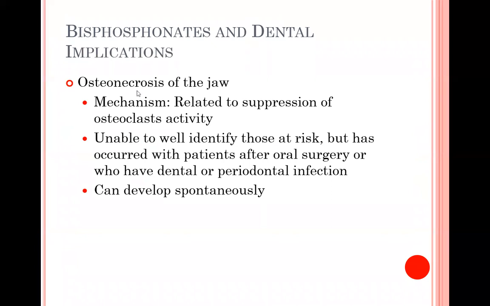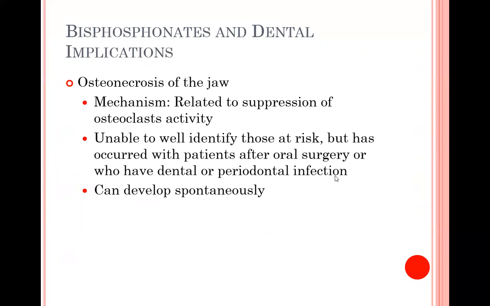Bisphosphonates and dental implications. Osteonecrosis of the jaw. The mechanism is related to suppression of osteoclast activity. We're unable to really identify who's at the greatest risk, but we know that patients who have gotten IV bisphosphonates are at the greatest risk, but it has occurred with patients after oral surgery or who have dental or periodontal infections.